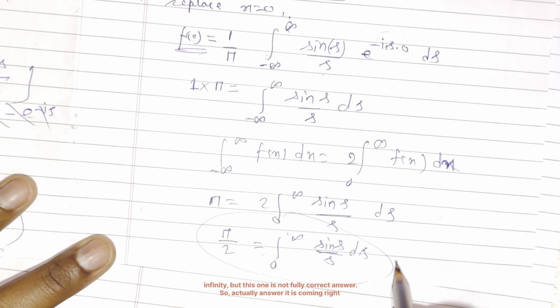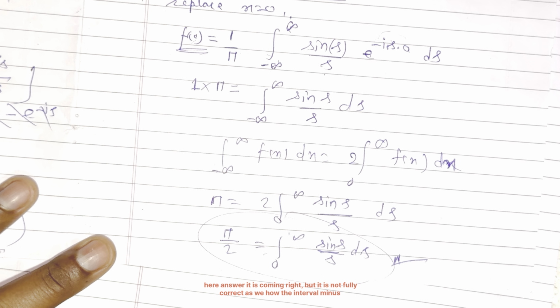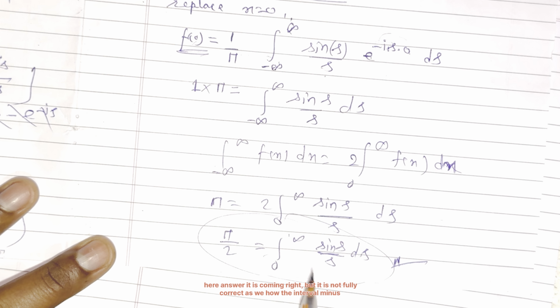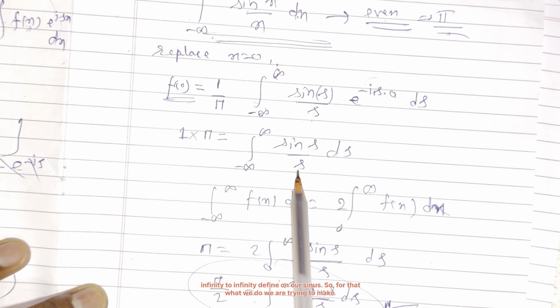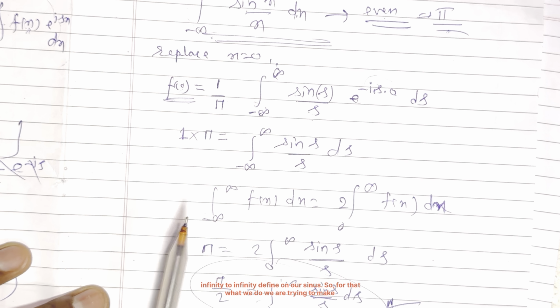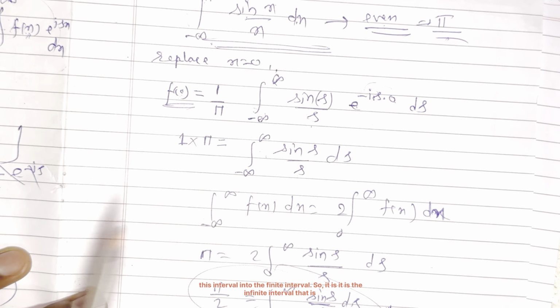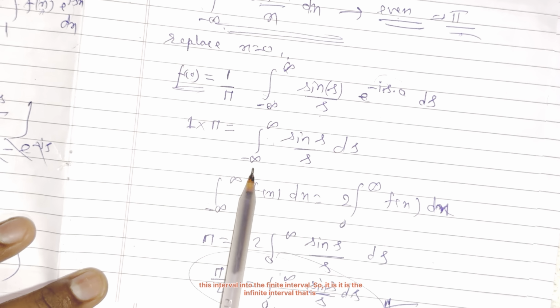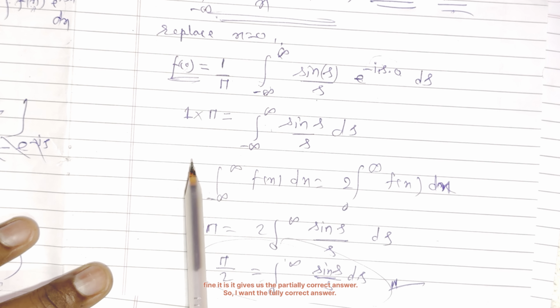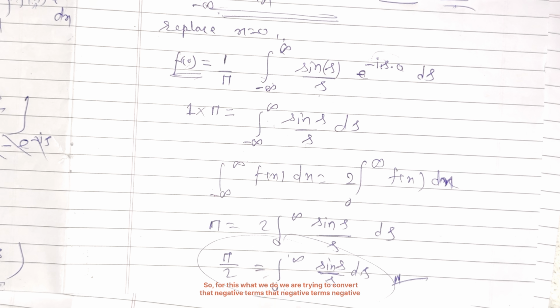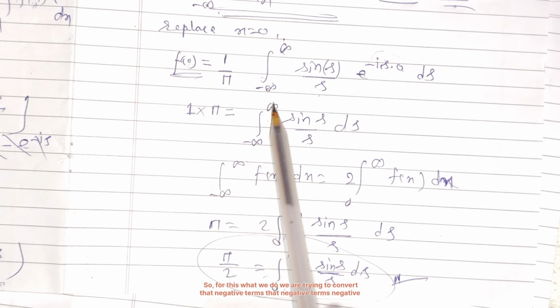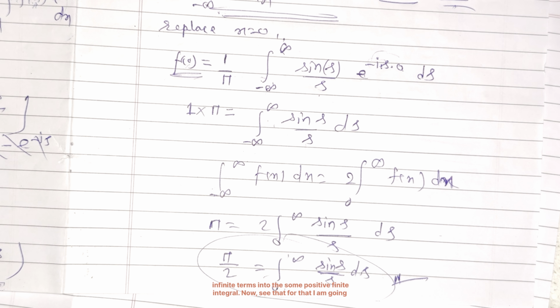Actually, the answer is coming right, but it is not fully correct, as we have the interval minus infinity to infinity defined on our sin s. So for that, we are trying to make this interval into a finite interval. As it is an infinite interval, that's why it gives us the partially correct answer. I want the fully correct answer. So for this, we are trying to convert those negative infinite terms into some positive finite integral.